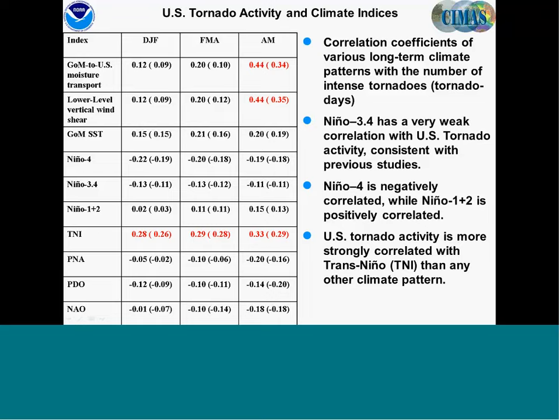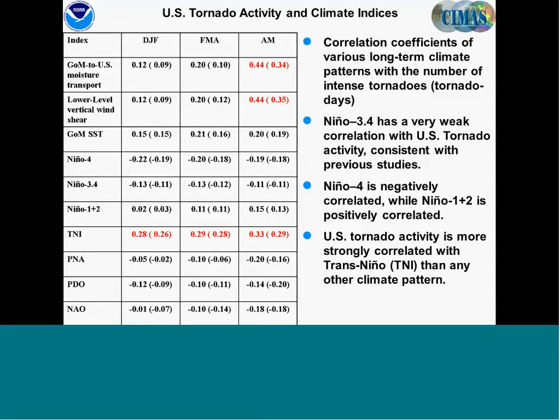For instance, if you look at Niño 3.4, that is the sea surface temperature anomaly in the central and eastern tropical Pacific, the correlation is very, very small, 0.11, and that is consistent with previous studies. But the interesting thing is that it's negatively correlated, which means that tornado activity is increased during La Niña and decreased during El Niño. Of course, this correlation is very small.